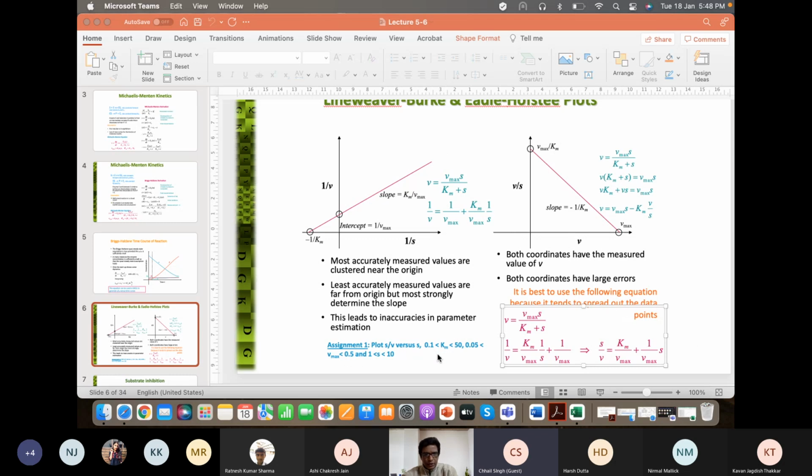Okay. So the assignment that I usually give at this point is that whatever I showed you just now, plot s by v versus s in this range of km, this range of vm, and this range of s. And you can do similar plots for the other ones also. So please try this out when you have free time. As soon as this recording is uploaded, please try to do this assignment. It's very important. Okay, so this is the first assignment. You have to do this and then submit it to me online. Okay.